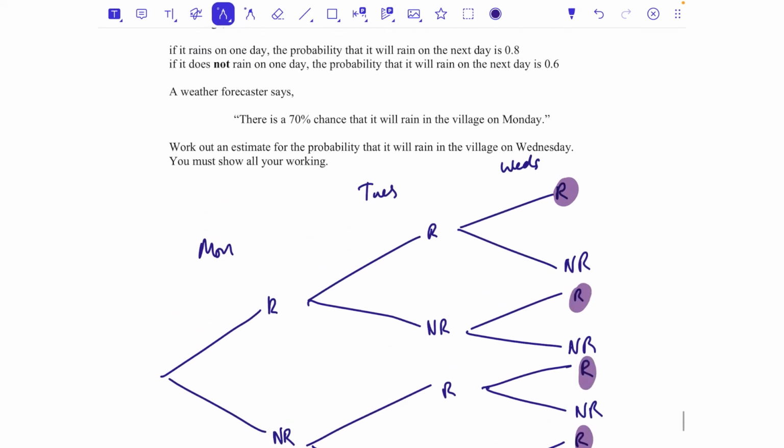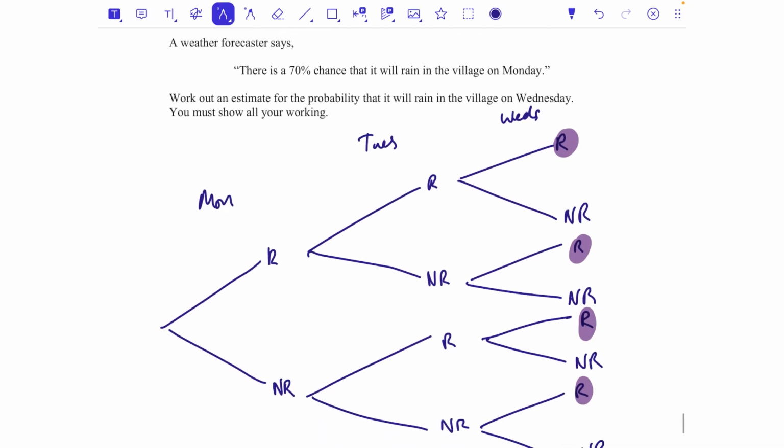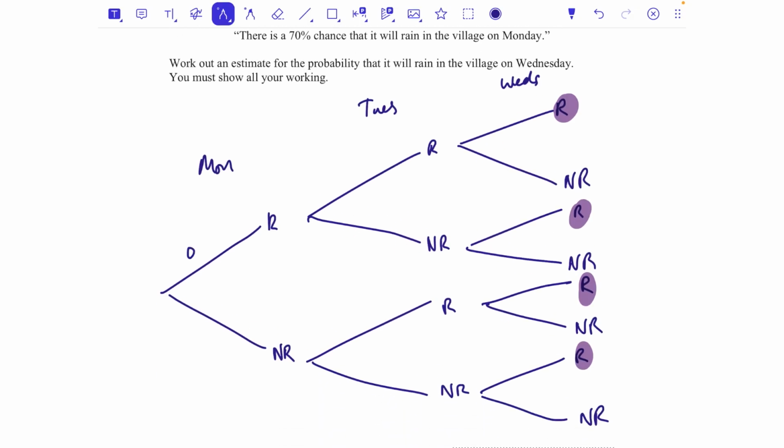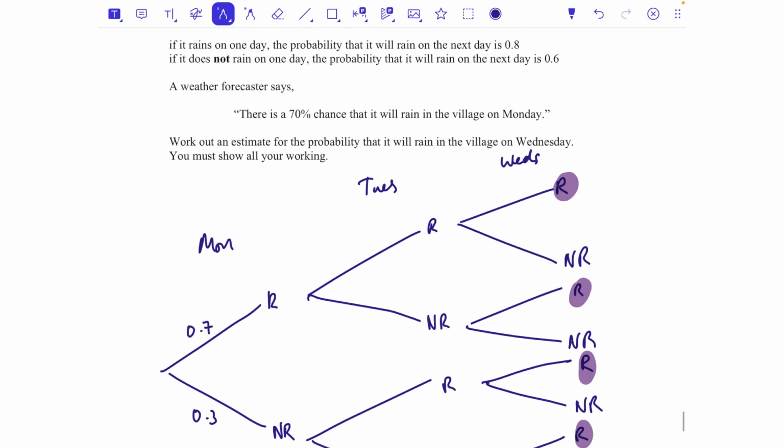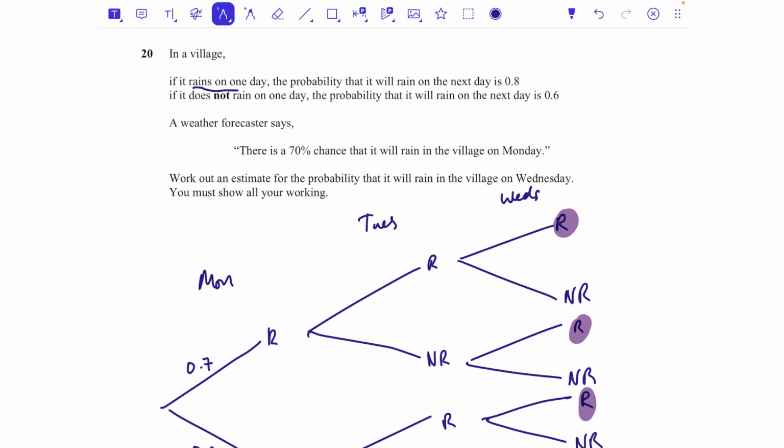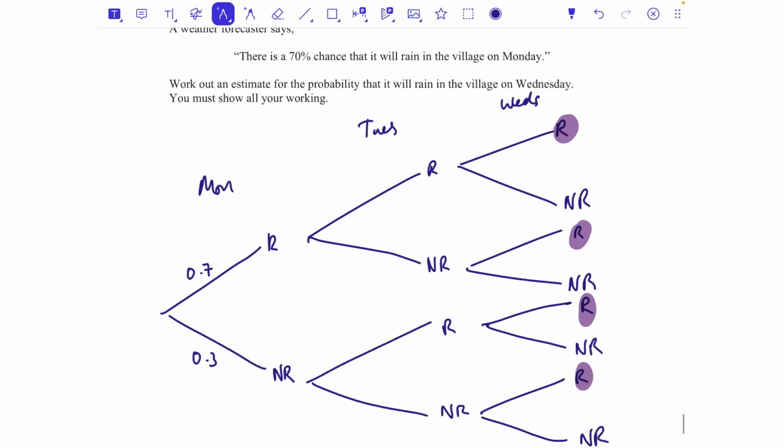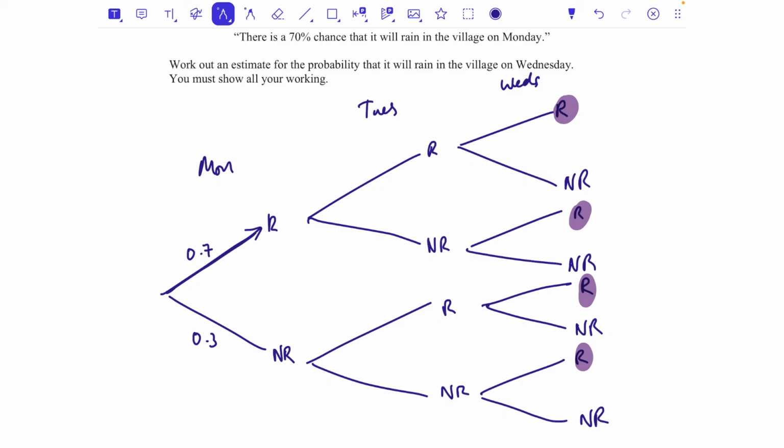Now we know that the weather forecaster says there's a 70% chance it will rain in the village on Monday. So Monday, I've got 0.7 is the chance of rain, and 0.3 is the chance of no rain. And then, if it rains, the probability it will rain the next day is 0.8. So if we're coming up this rain pathway, I know that this one's going to be 0.8 and this one's going to be 0.2. And again, if it's rained here, this one's going to be 0.8 and this one's going to be 0.2. Same over here, because I've come up a rain pathway here, this one's going to be 0.8 and this one's going to be 0.2.